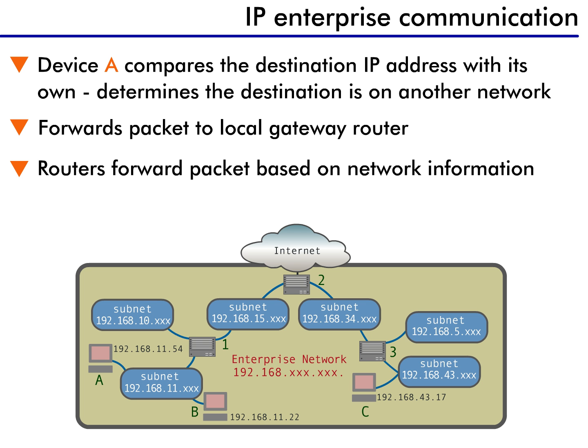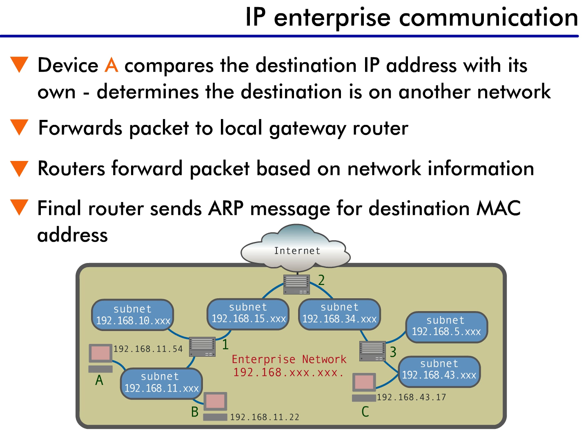Router 1 has Router 2's IP address and uses an ARP message to get its MAC address, then forwards the packet to Router 2. Router 2 repeats this process and forwards the packet to Router 3. Once Router 3 receives the packet, it determines the destination is in a local network. Router 3 then generates an ARP message using the destination's IP address. Once the router receives the MAC address of the destination, it delivers the data.